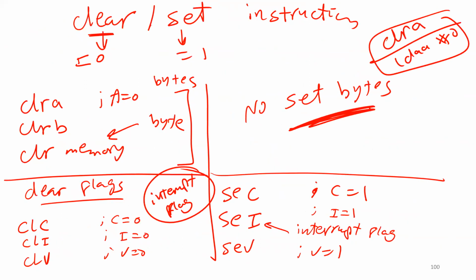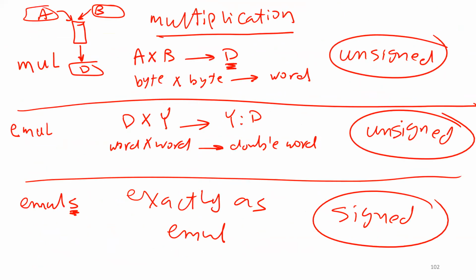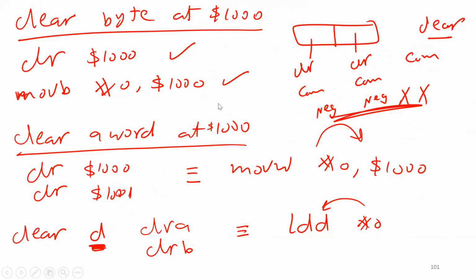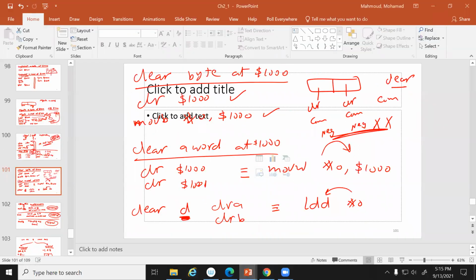Now for clear, just one more example and that's it. For clear, I can say clear 1000, clear 1001. Or you can say move word 0 to 1000, the same thing. Also, if you want to clear register D, you can say clear A, clear B, or you can say load D with 0, put 0 in D.